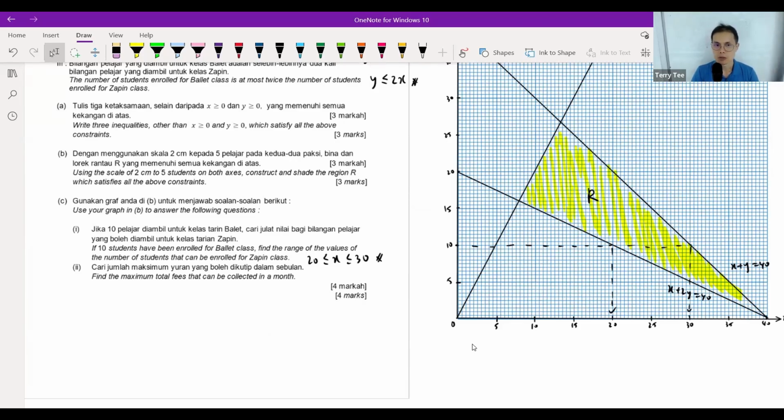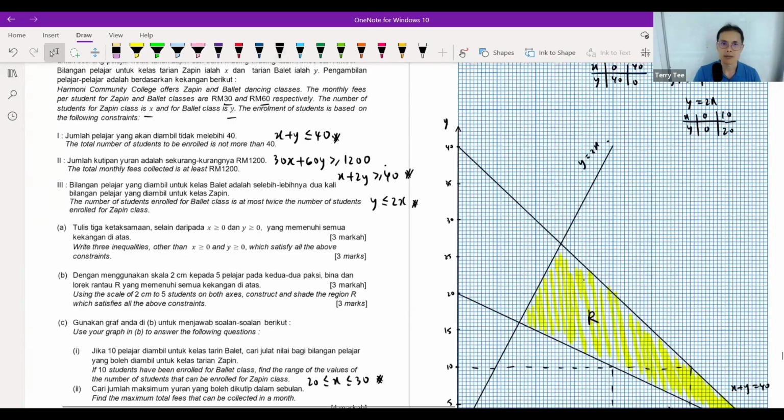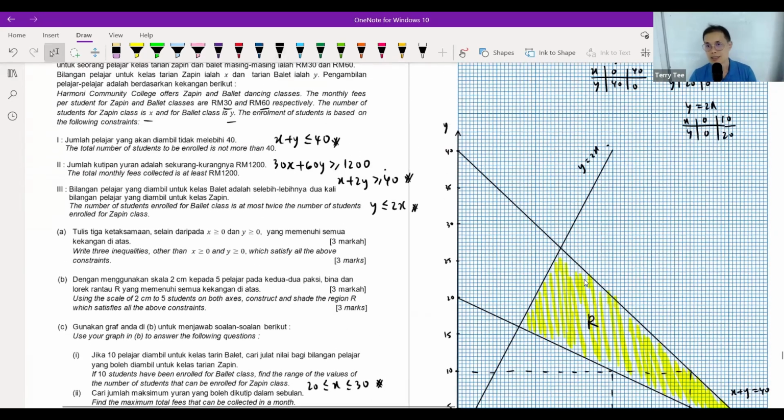Now, next, find the maximum total fees that can be collected in a month. Maximum total fees collected in the month. Now we know the total fees collected is given by 30x plus 60y.